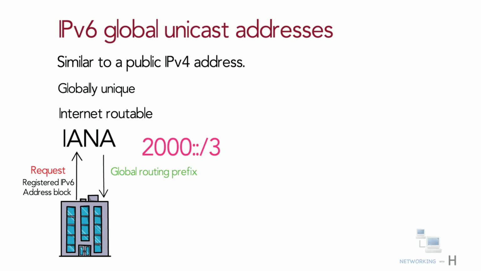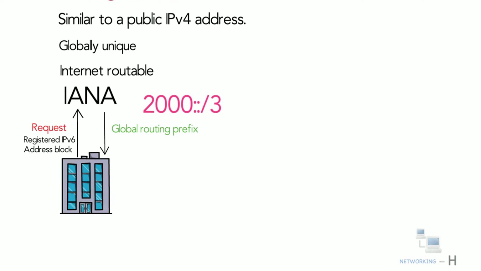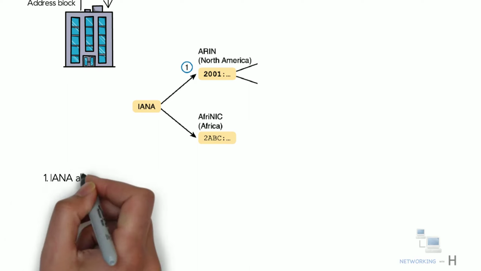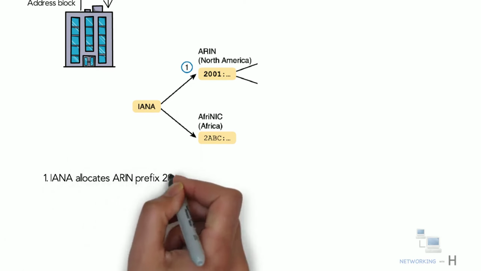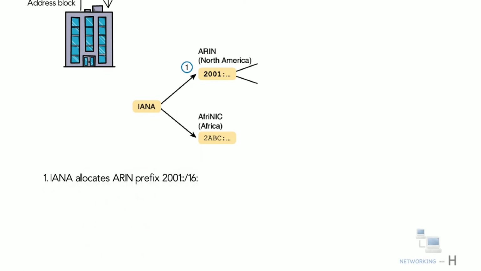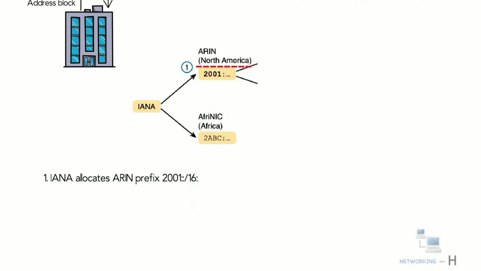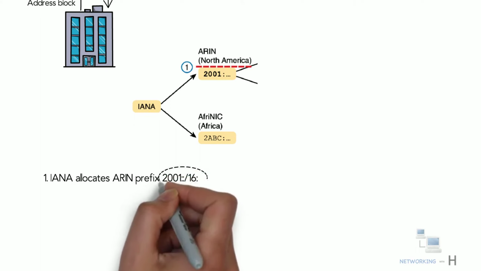For example, an imaginary organization or a company needs a prefix. The address assignment process is as follows. First step, IANA allocates ARIN prefix 2001::/16. ARIN, the RIR for North America, asks IANA for the allocation of a large block of addresses. In this imaginary example, IANA gives ARIN a prefix of all addresses that begin with 2001, or 2001::/16.